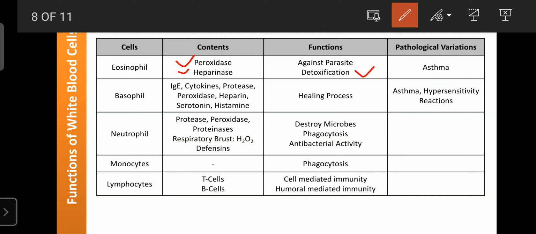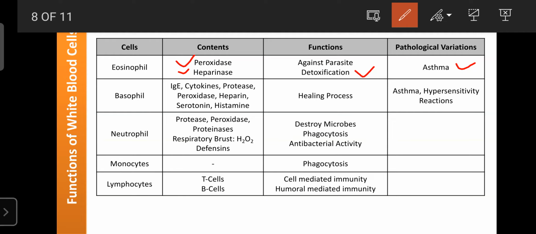Regarding the pathological variations, with the help of the eosinophil count we can detect asthma. During asthma, the eosinophil number increases. If you have a problem in respiration or bronchospasm, you can go for the differential WBC count or the eosinophil count. If the eosinophil number is increased and you have a problem in respiration, that condition is known as asthma. So with the help of the eosinophil count, we can detect asthma.